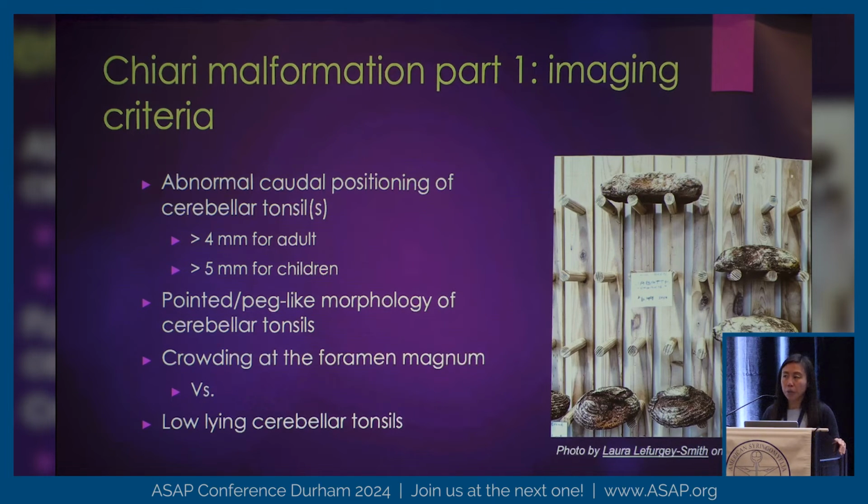The other point that I always talk to my residents and fellows about is that it has to be peg-like. It actually has to be an abnormal tonsillar appearance. A lot of people have low-lying tonsils that are rounded and it comes down even further than 4 or 5. It comes down to 7. But if it's rounded and there's space around it, that's not necessarily a Chiari. So there's a lot of misnomer. I see a lot of community reports come back where it looks fine and they call them all Chiari. And so that's something really to note. And so pointed, I find, is more helpful.